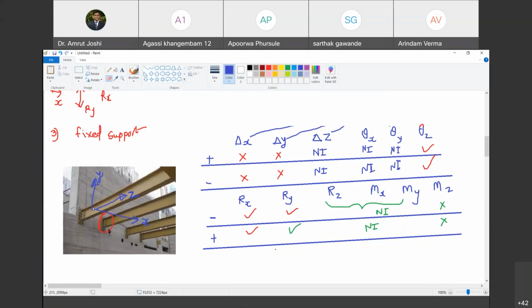You cannot take this member along positive y or negative y direction at the support. And if you try to rotate this member about z axis, are you able to see this? Try to rotate this member about z axis, that is also not possible. So this support, you cannot rotate this about z axis as well. Happy?